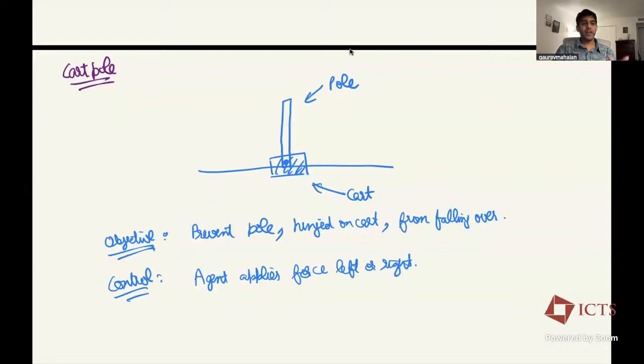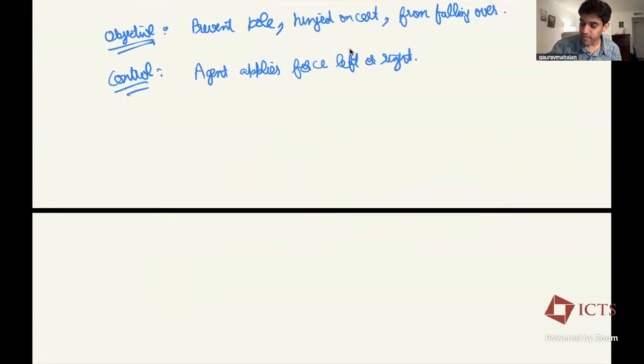Okay, and so you have to figure out when to apply force on the left and when to apply force on the right so that you can balance this pole. Okay, and this is like a hard physics problem. So let's look at what state space we have for this problem.